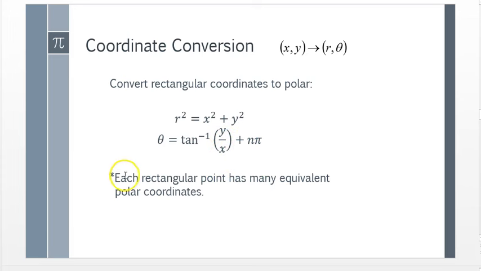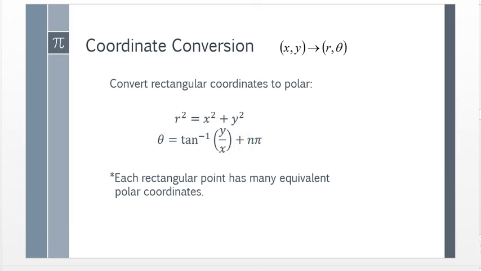So each rectangular point has many equivalent polar coordinates because they can be expressed in an infinite number of ways. And some of the questions will make you do things like state all of the different versions between 0 and 4 pi or negative pi and pi. So you'll have to think about the different coordinates you can get by either adding or subtracting pi from your answer.